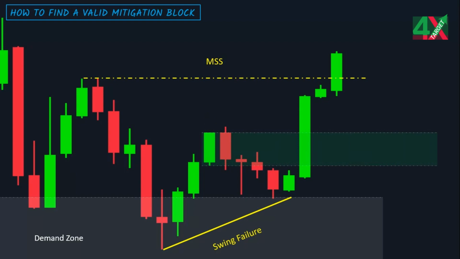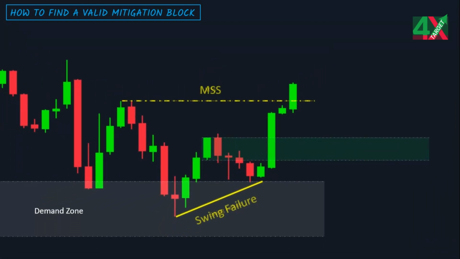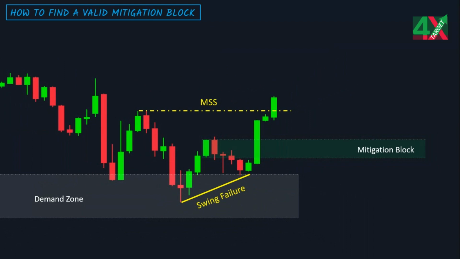to the left. And here's one rule that cannot be ignored: a mitigation block is a one-time event. Once price returns to the block and fills those unmitigated orders, the opportunity is gone. Institutions don't leave the same footprint twice, so you can't trade the same block again. A valid mitigation block is not just about spotting a candle. When all these elements align, you'll have a setup that carries both logic and probability in your favor.